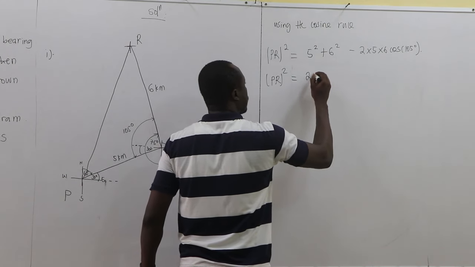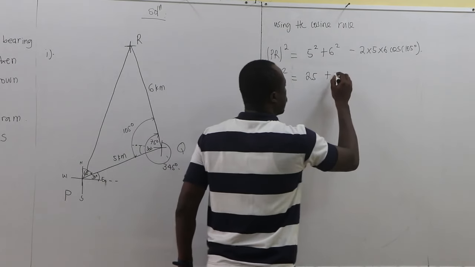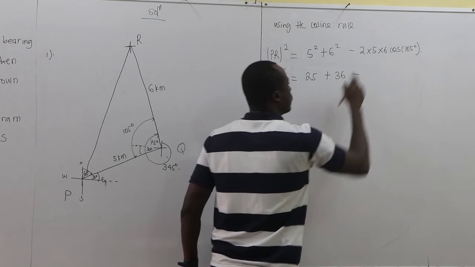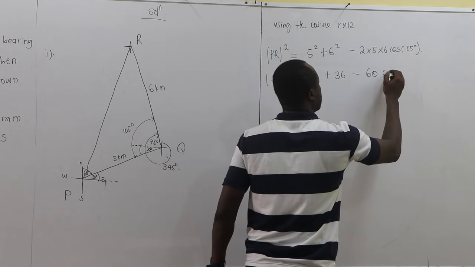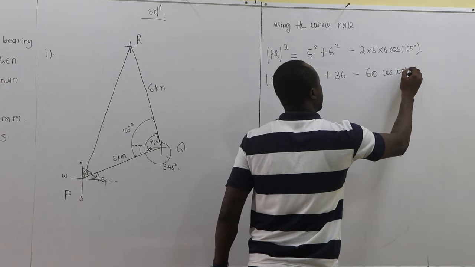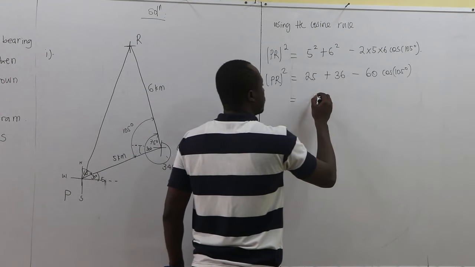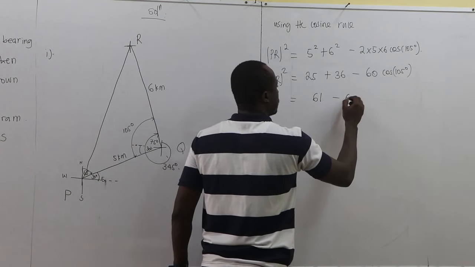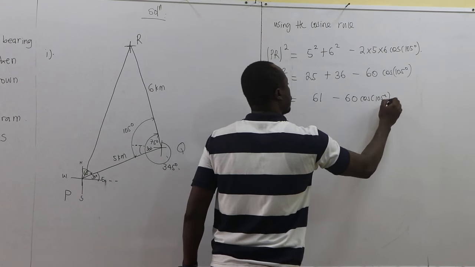And we have PR squared. 5 squared, that is 25. 6 squared, that is 36, minus 2 times 5, that's 10, times 6. We have 60 cos 105 degrees. Now 25 plus 36, that is 61, minus 60 cos 105 degrees.